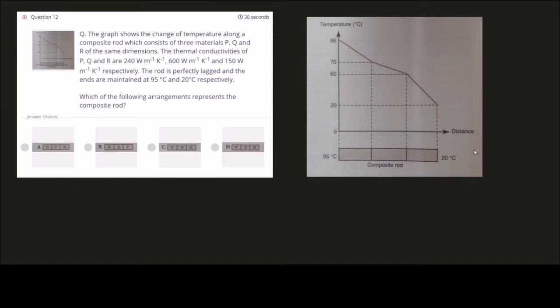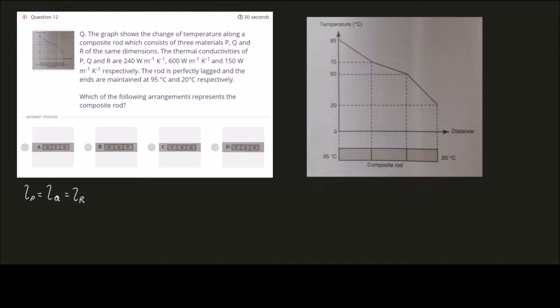Question 12. The graph shows the change of temperature along a composite rod which consists of three materials P, Q, and R of the same dimension. So if they say of the same dimension, the first thing that you should pop out in your mind is they have the same length. So length of P is equal to length of Q is equal to length of R.